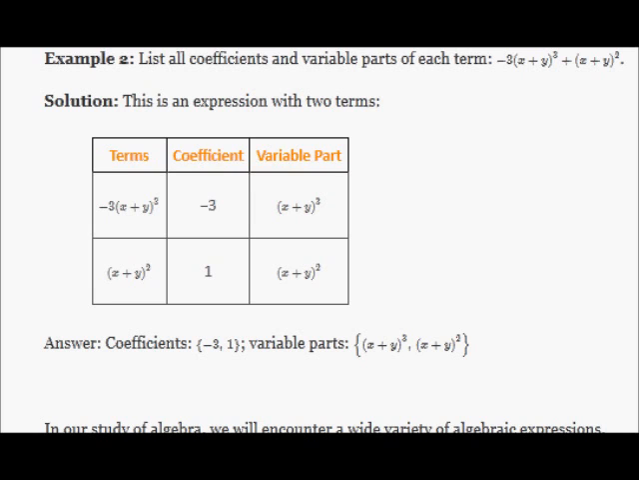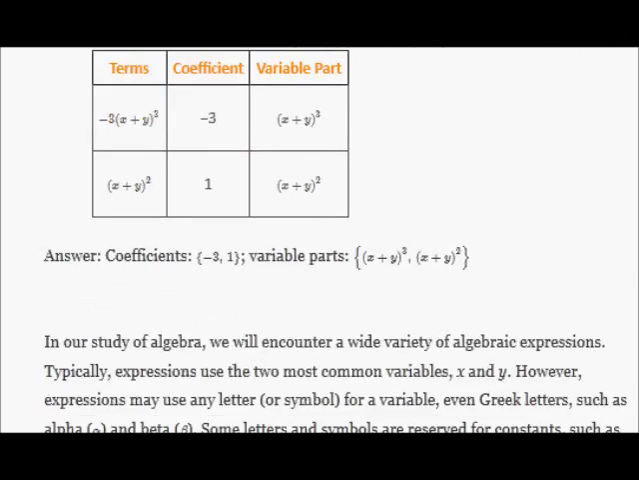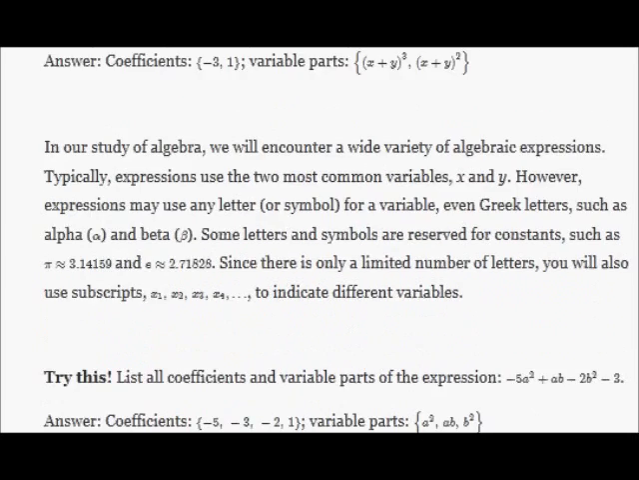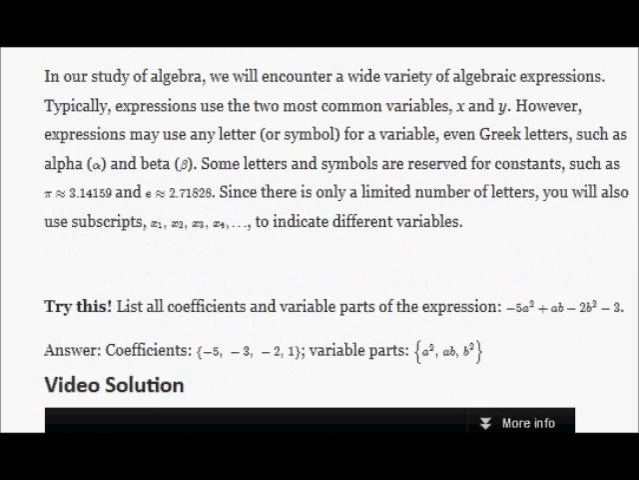In algebra, we'll encounter a wide variety of expressions. Typically, expressions use the two most common variables x and y. However, expressions may use any letter or symbol for a variable, even Greek letters, such as alpha and beta. Some letters and symbols are reserved for constants, such as pi. Pi is a constant, which is approximately equal to 3.14159, and e is a constant, which is approximately equal to 2.71828.